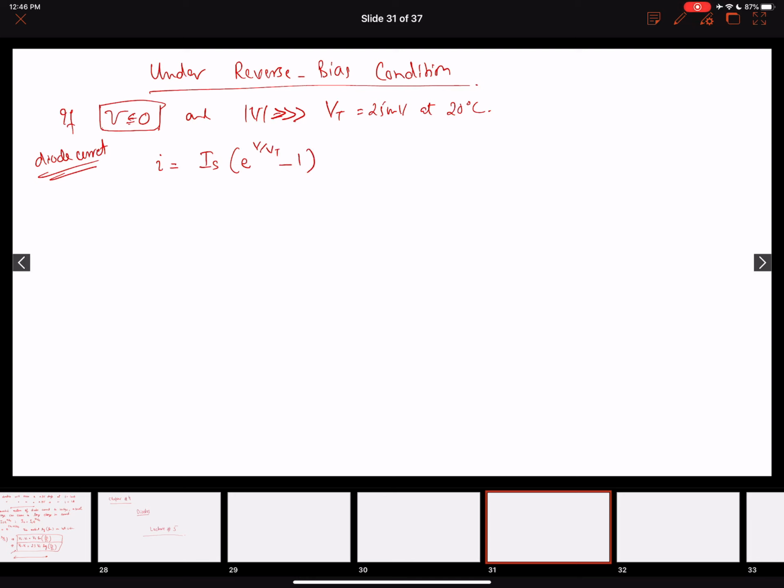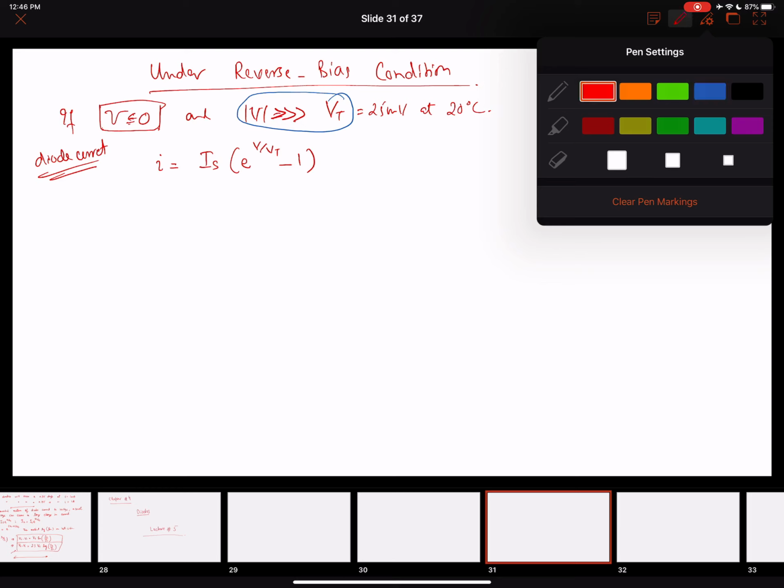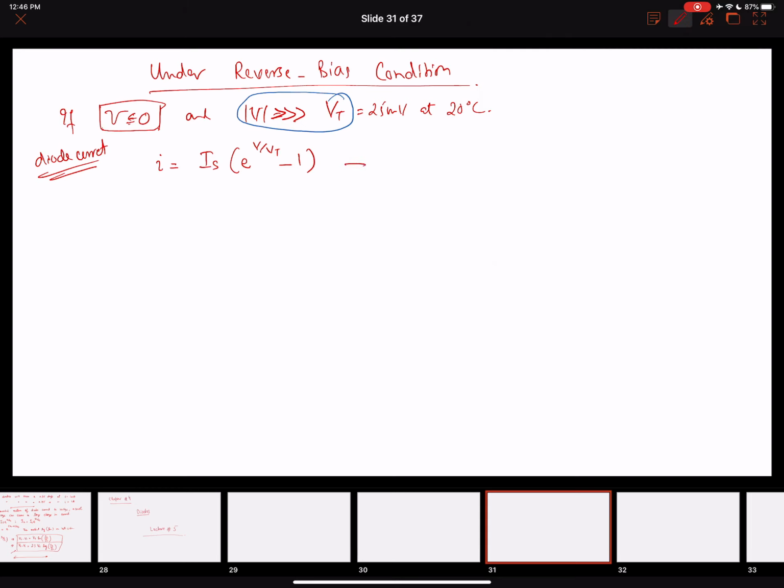Now this condition will be true when the modulus of V is much larger than the thermal voltage, and we can simplify this equation. The current becomes equal to minus Is. So this shows that in a reverse bias condition, the diode current is constant, and if this condition is met, it is almost equal to the saturation current, and that is why this current is known as the saturation current, right?